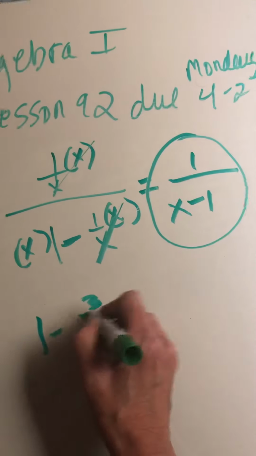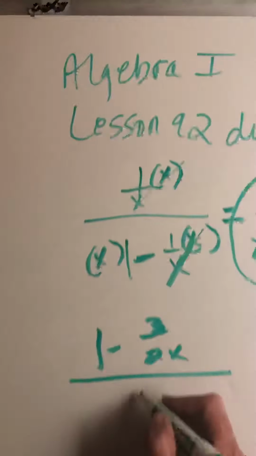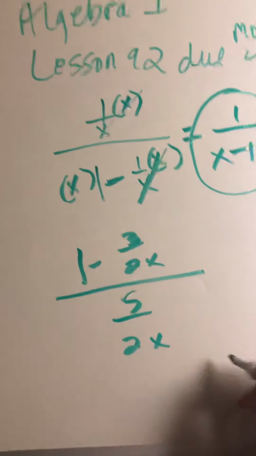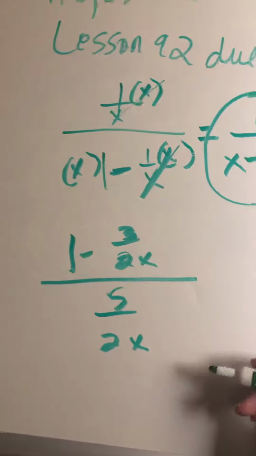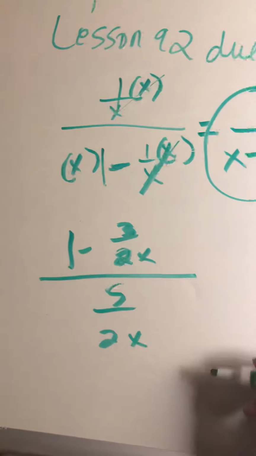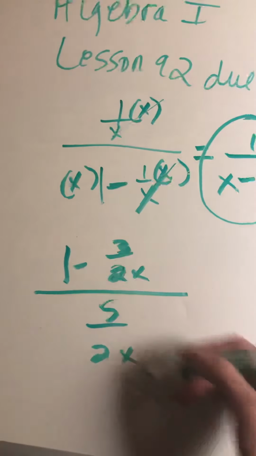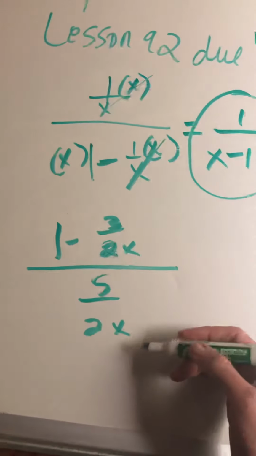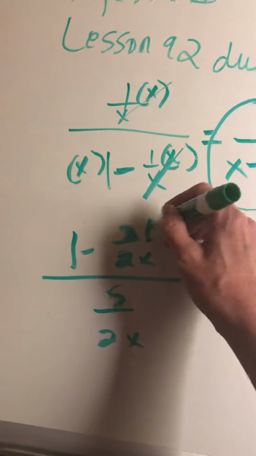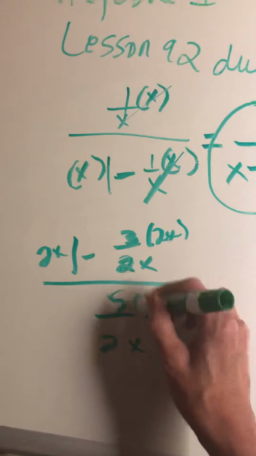1 minus 3 over 2x, and I'm dividing it by 5 over 2x. So again, that 2x looks a little weird. So again, I'm going to find the common denominator, which is 2x here, 2x here, 2x here, a 1 here, so we just use 2x. So I'm going to multiply each piece by 2x.